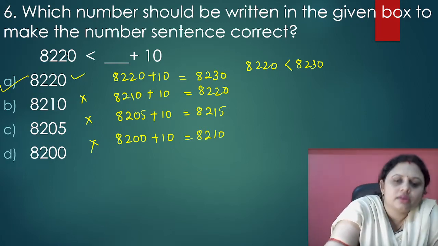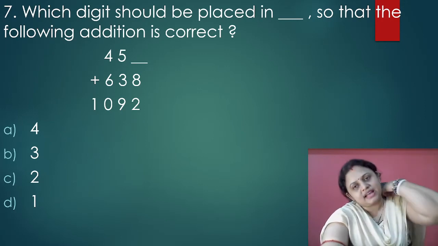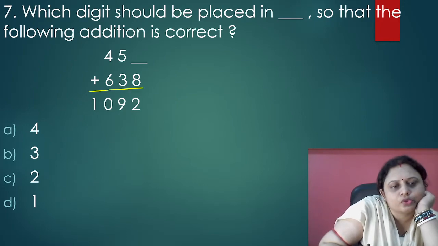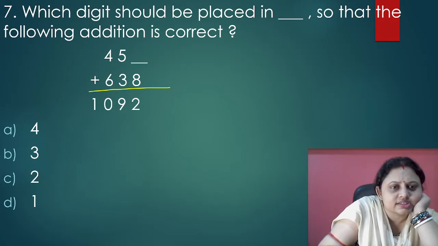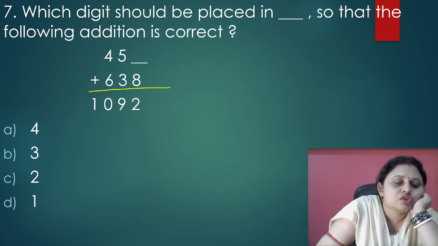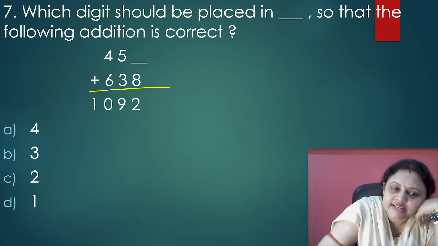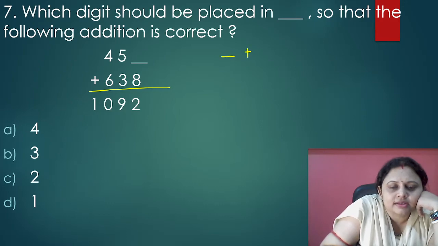Okay. Next question. Which digit should be placed in dash so that the following addition is correct? Okay. So here we have added this plus this and we got this. So we have to find out, fill up the blank place. So what number plus 8 should be equal to 2? 8 is a greater number. So 2 is a lesser number. If we add something with 8, can it be 2?